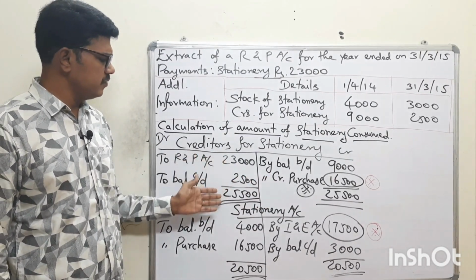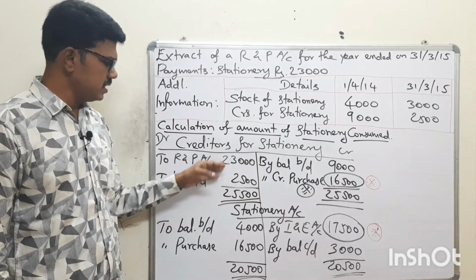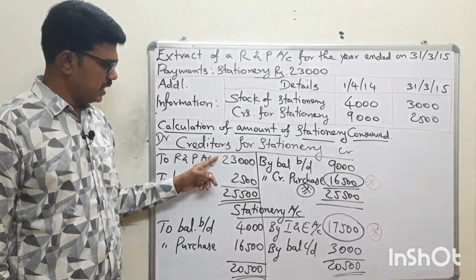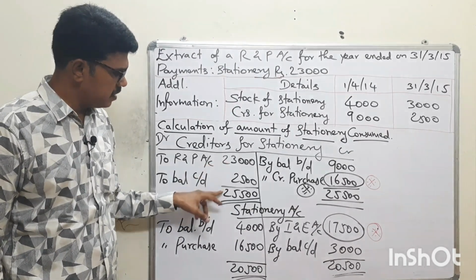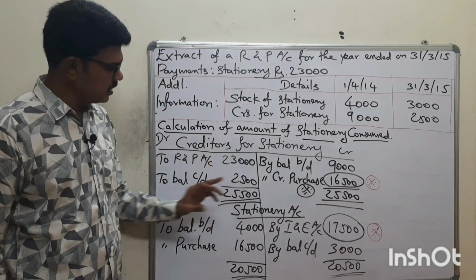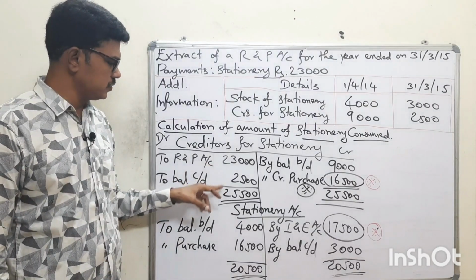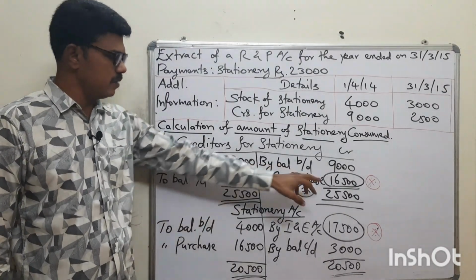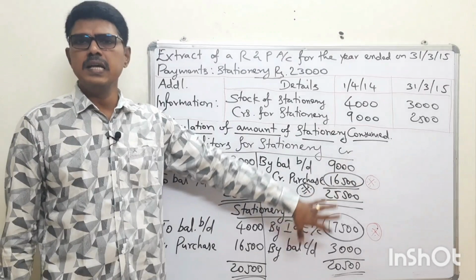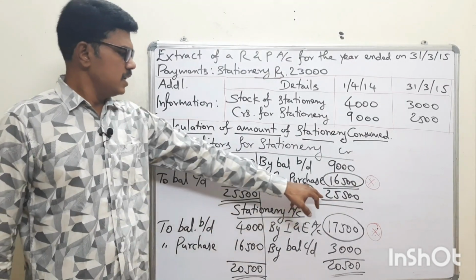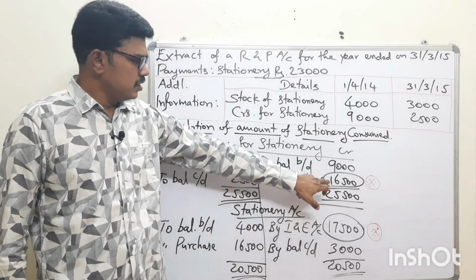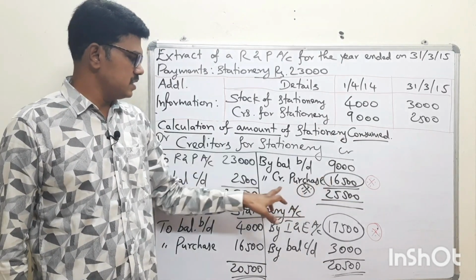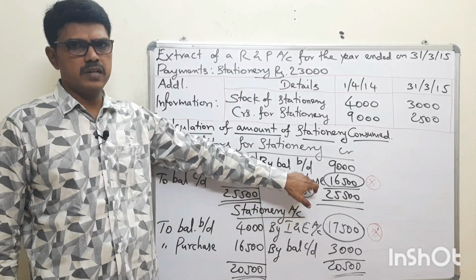We should see first on which side the total amount is high. Naturally, by seeing, we can understand that it is the debit side where the total amount is high. If we add 23,000 plus 2,500, we get 25,500. Write the same total on the opposite side using the ledger preparation rule, right? If you subtract 9,000 from 25,500, you will get 16,500. This is the actual credit purchase made during the year.